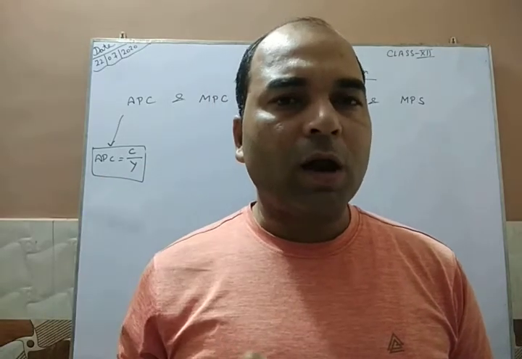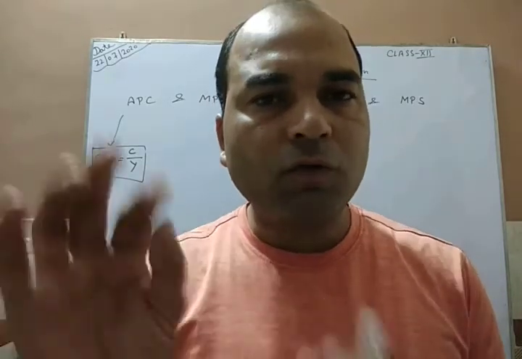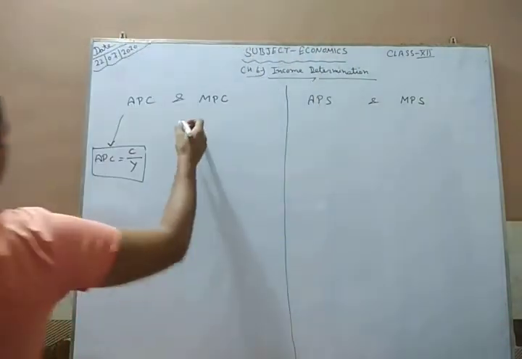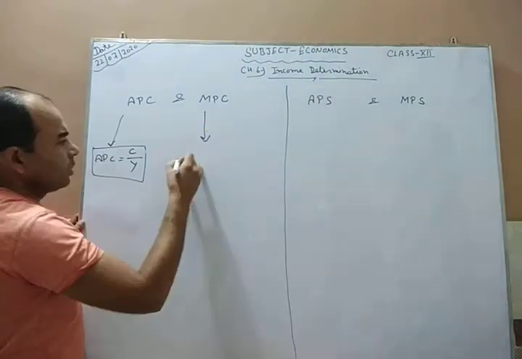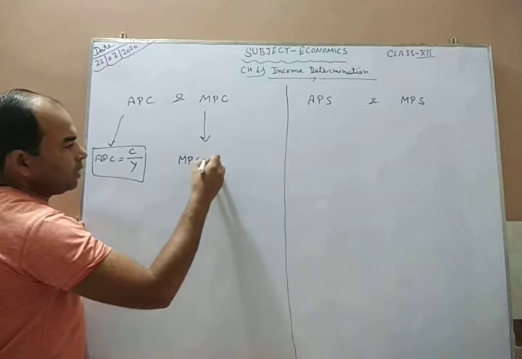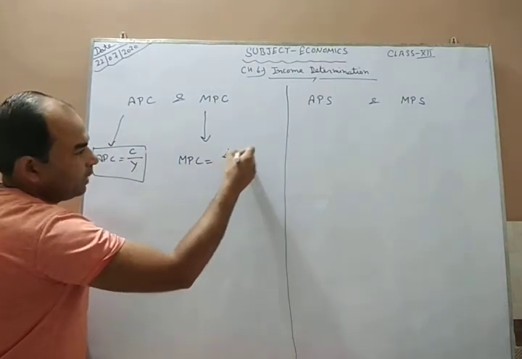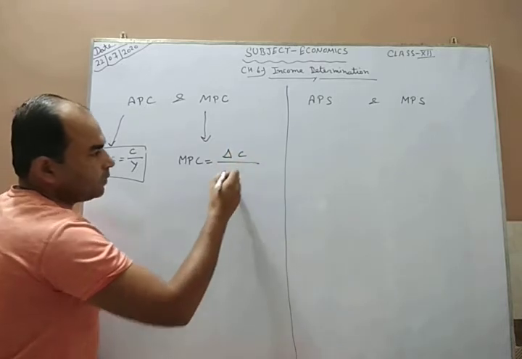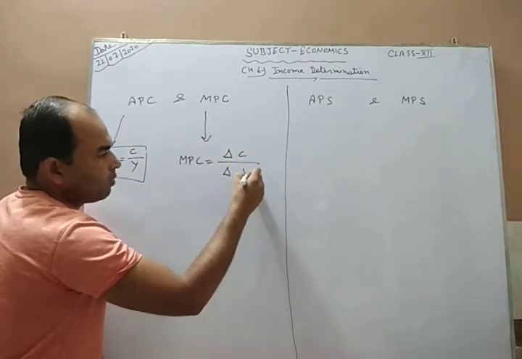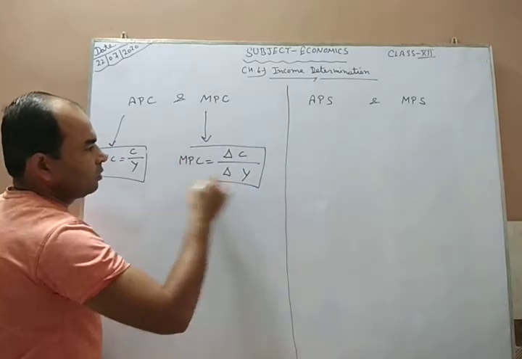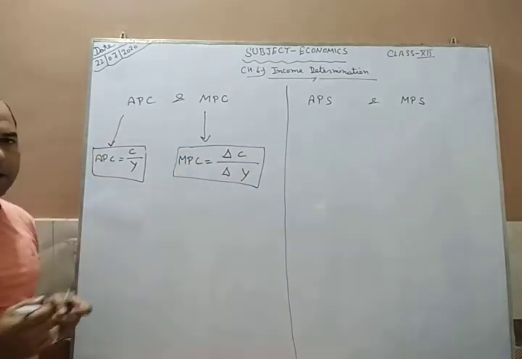M for marginal, और marginal denoted to change. M किसको denote करेगा? MPC, same बनेगा, बस C में क्या आ जाएगा, changing C, delta C means changing consumption divided by delta Y, यानी changing income. I hope this is clear to students.